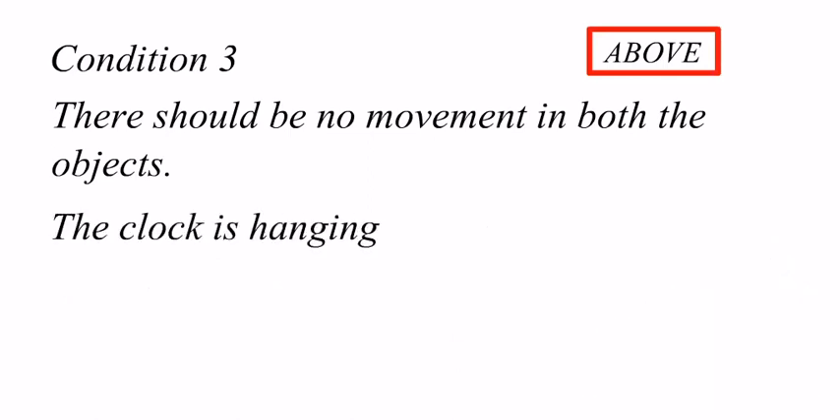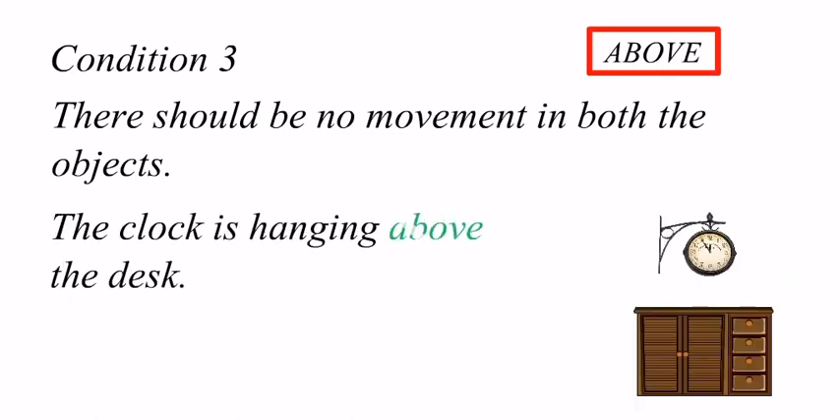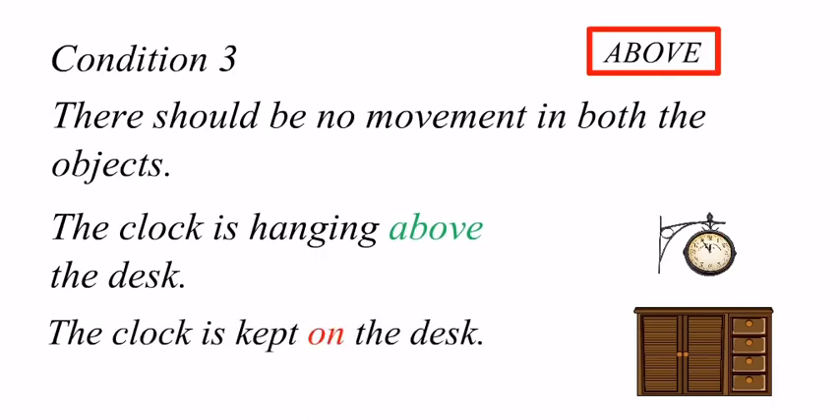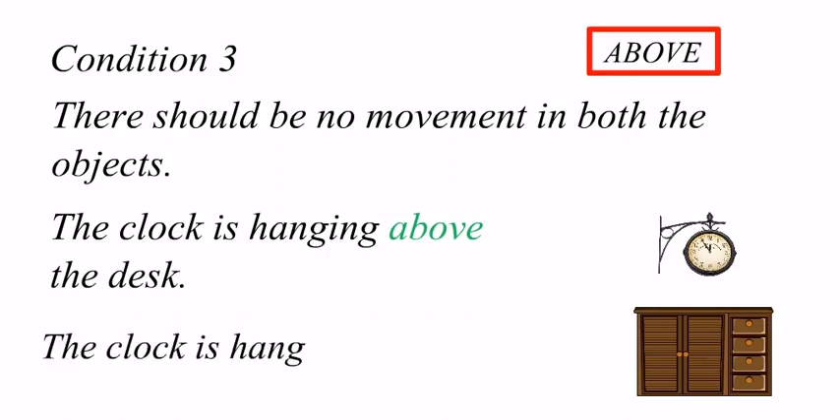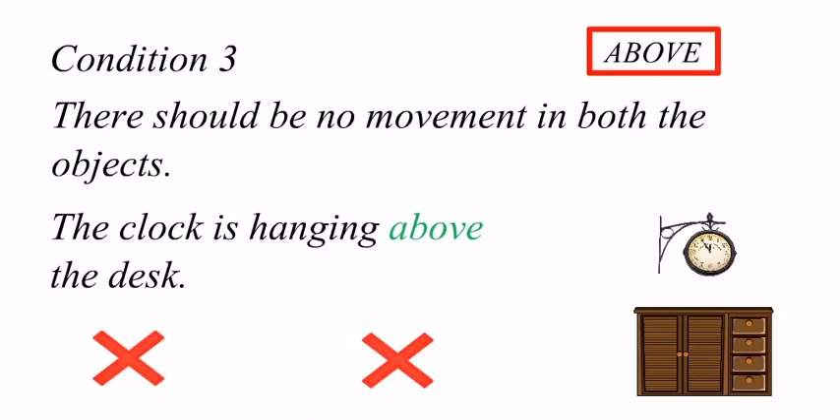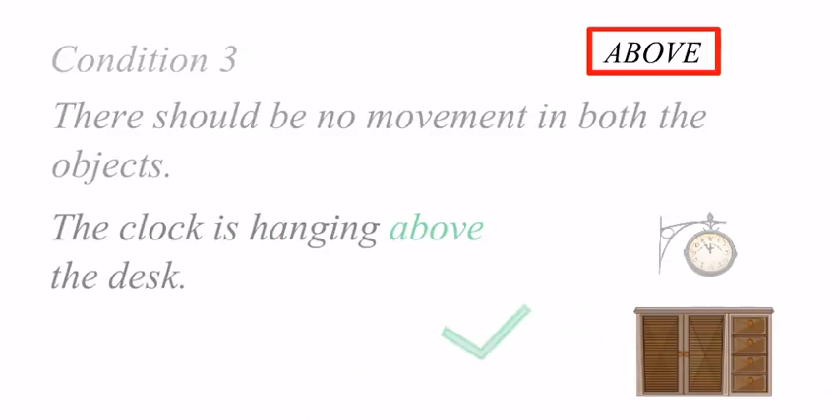The clock is hanging above the desk. Now in this sentence, we can use neither on nor over. If you want to use on here, you would have to say the clock is on the desk or the clock is kept on the desk so that it touches the desk. Or if you want to use over, that means either there should be a movement or the clock should be so big that it covers the entire desk. So it's not possible in this case. So finally we'll use above here. The clock is hanging above the desk.